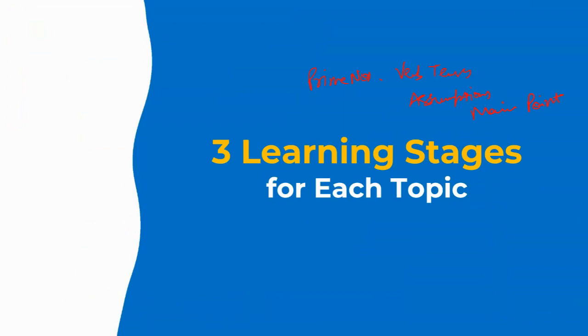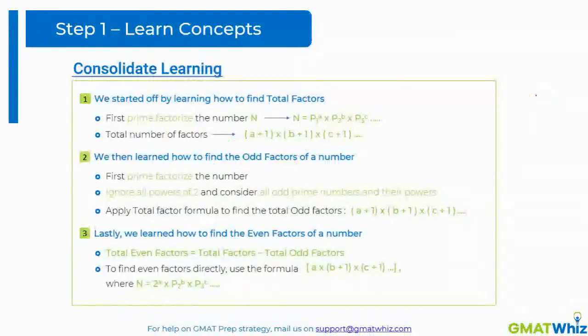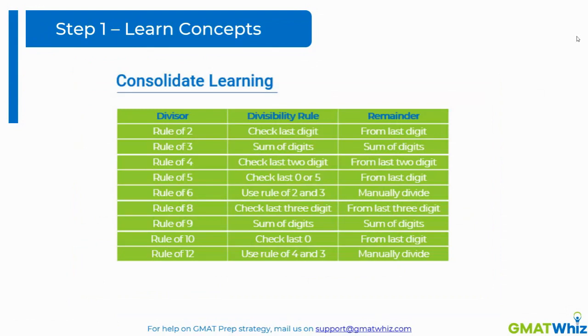Whenever you're learning a particular topic, there are 3 steps of learning that you should follow. Step 1 is you should always start by learning concepts. This is something a lot of people definitely do. You need to go through every concept which is actually tested on the GMAT for that particular topic. What I'm showing you on your screen is an example of all the concepts related to prime numbers.